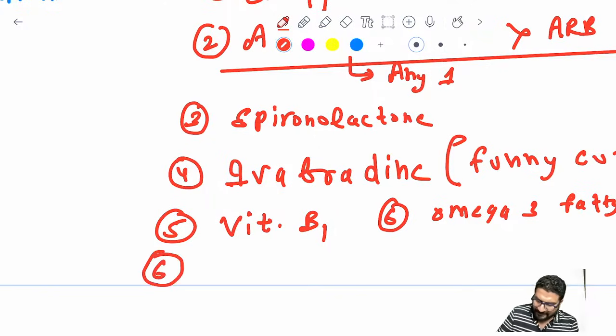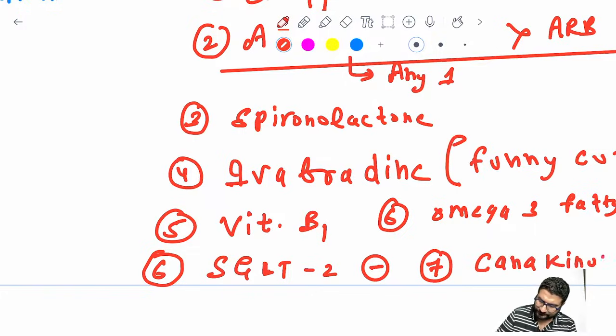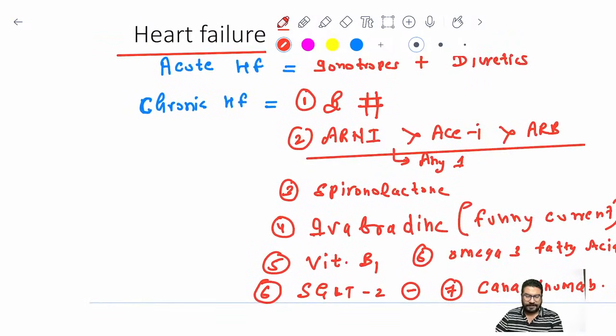Okay, now remember SGLT2 inhibitors, canagliflozin and dapagliflozin. These are also approved for heart failure, even in non-diabetic patients. Then we have a new monoclonal antibody, canakinumab. This is something which you should know about heart failure.